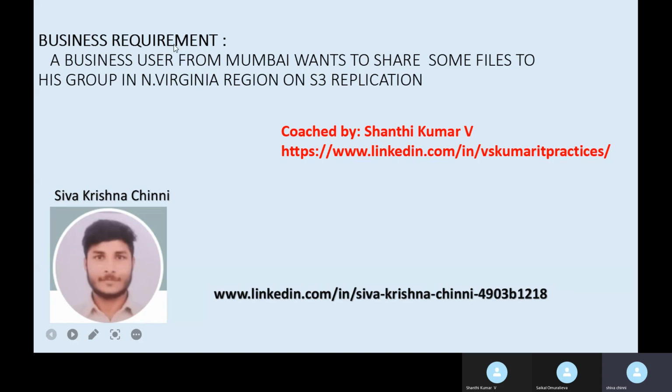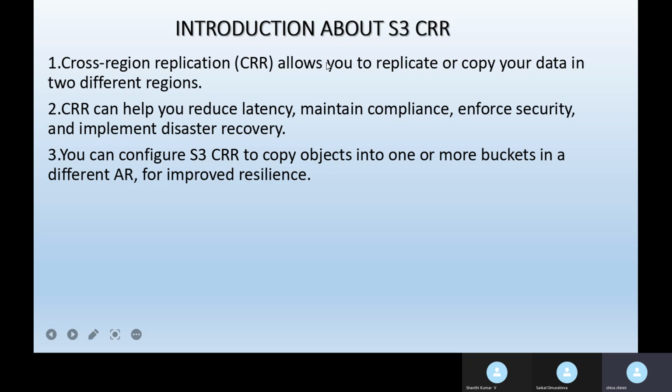So this is a demo about S3 CRR replication. The business requirement is like this: a business user from Mumbai wants to share some files to his group in the North Virginia region on the basis of this S3 replication by using the CRR process. So how does this happen, the replication of objects across different regions by using the CRR process?